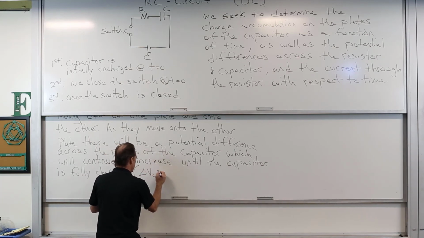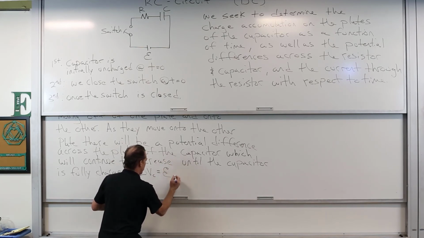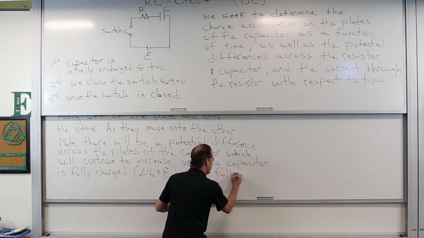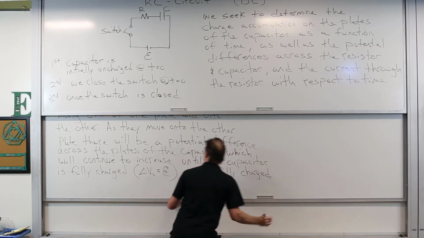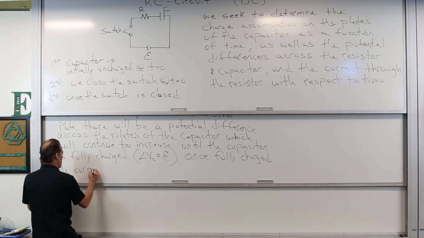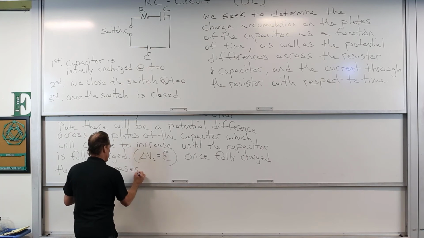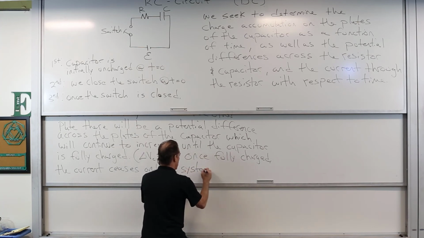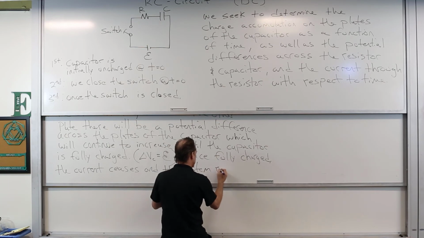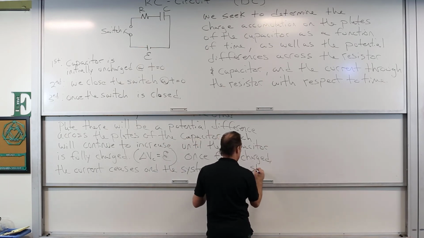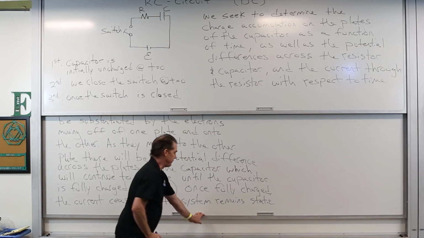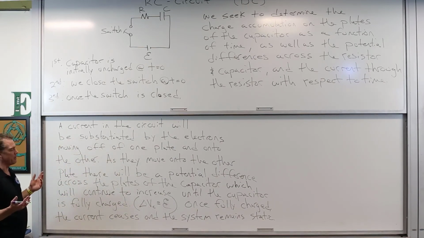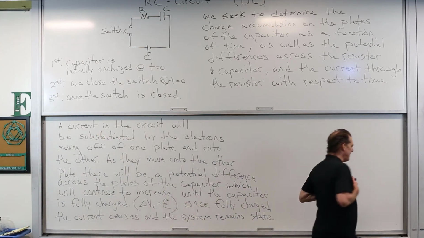Delta V sub C is equal to that of the source potential. Once fully charged, current ceases, and the system remains static, as in, nothing else is varying. But this is what we've got going on. So we want to be able to solve this all out and think about some things. So let's get some ideas here.